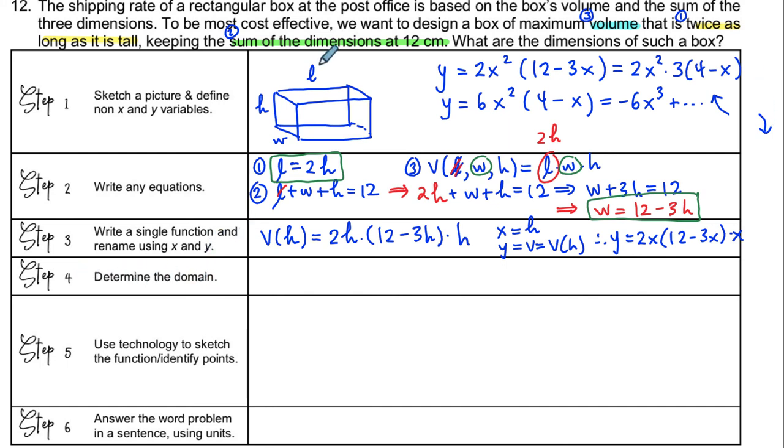We really want to know what has to be true about all of the input values, and we know that to come up with a box, the width has to be greater than 0, and the length has to be greater than 0, and the height has to be greater than 0. And because we know W, L, and H in terms of H, we can rewrite this to say, I'm going to run out of room here, so I'll put it underneath. W is 12 minus 3H, which must be greater than 0. And if we solve that, we get 12 must be greater than 3H. And therefore, dividing by 3, we get 4 must be greater than H.